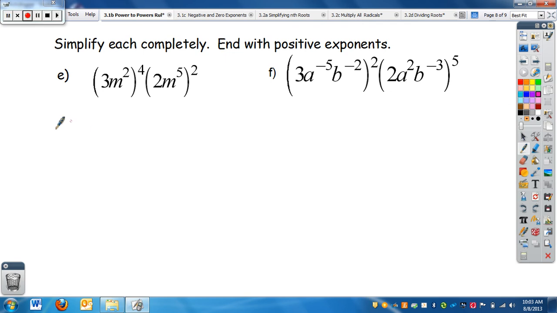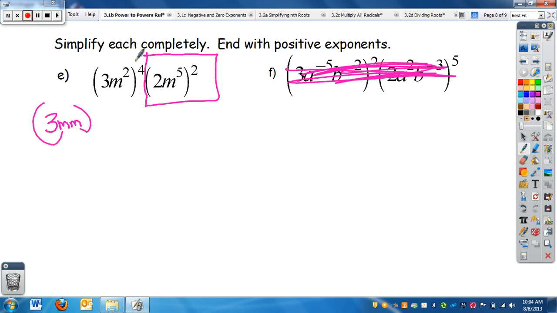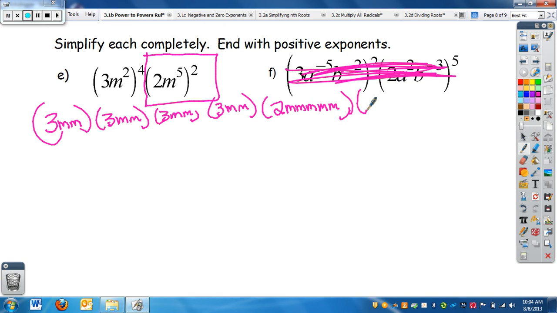Alright, so on E, getting a little more complicated, and we're going to cross off F too. So this will be our last example. Write the inside, so I have 3m squared. You kind of treat this problem as two separate problems, but we're going to put it all together. So I have 3m squared, and I have that 4 times. So I need 4 sets of them. And then I have 2m to the 5th. So I'm not doing this problem, I can write it over here. 2 times. So I have 2 and 5 m's.